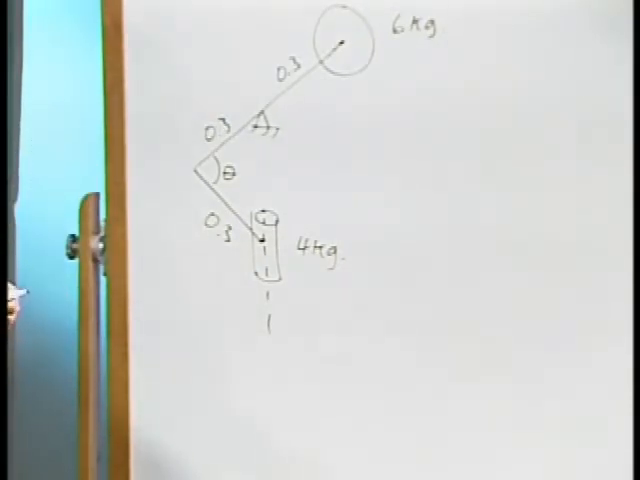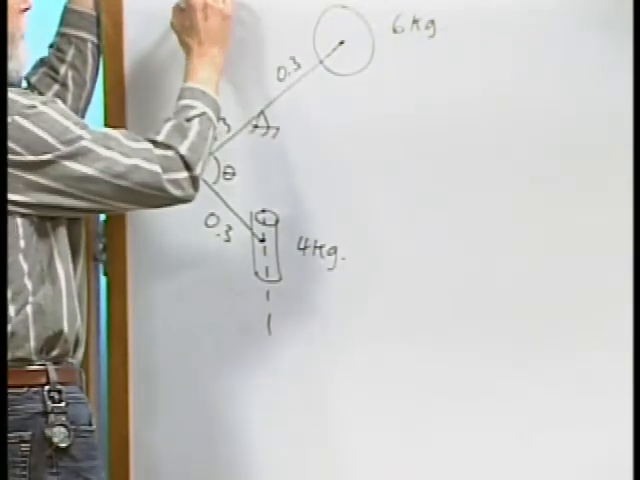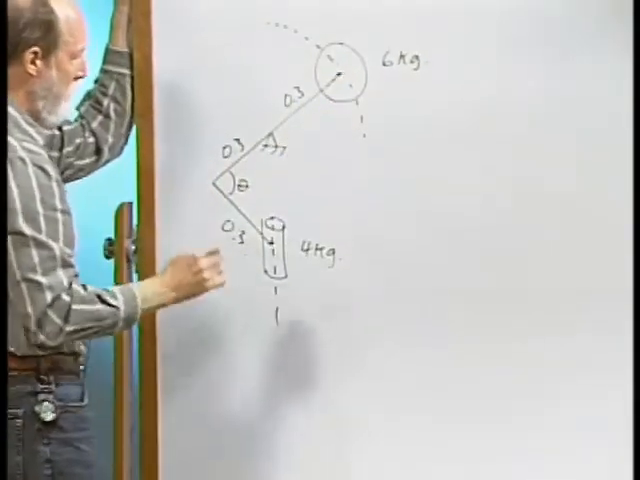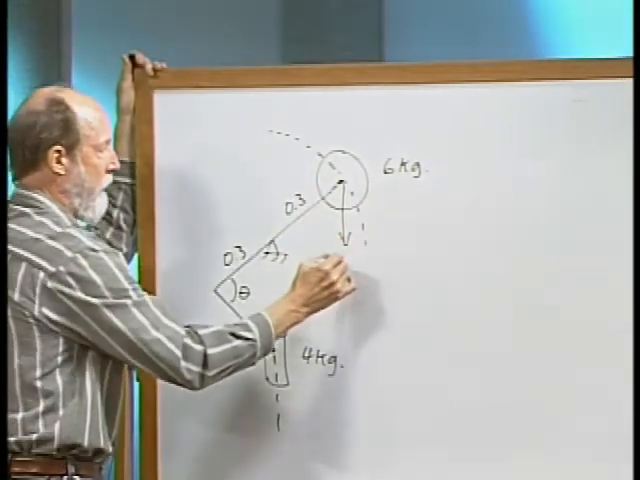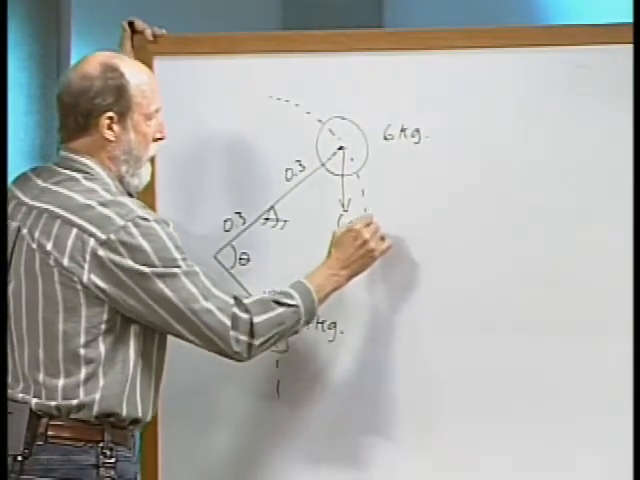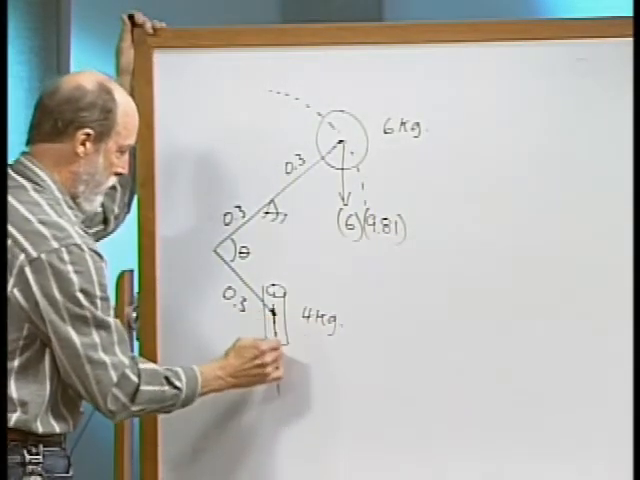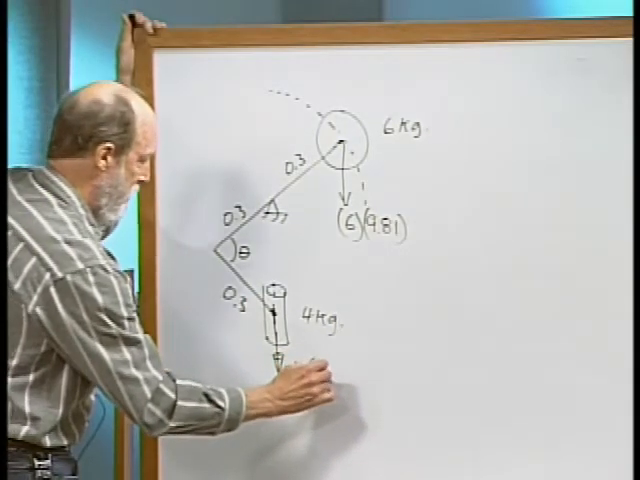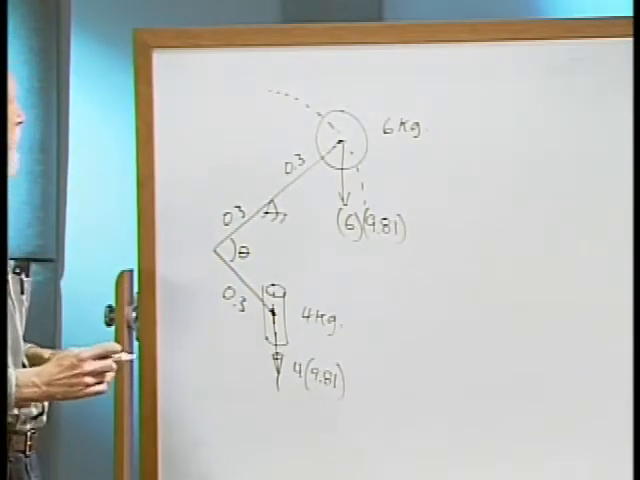Okay. Now what would be useful to include on this is the path followed by the rotating body, and then also include any active forces. And so we have the weight here, which is going to be 6 times 9.81. And then we have the weight of this body, which is 4 times 9.81. No friction in the system.